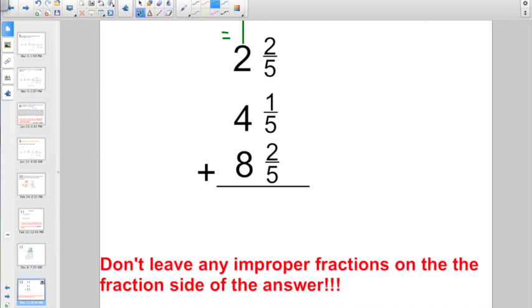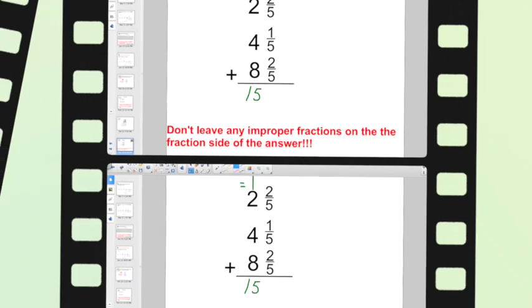So now I can go and add 1 plus 2 plus 4 plus 8. And that's going to give me a grand total of 15, right? Don't leave an improper fraction on the fraction side. Get it converted and carry it over to the whole number side.